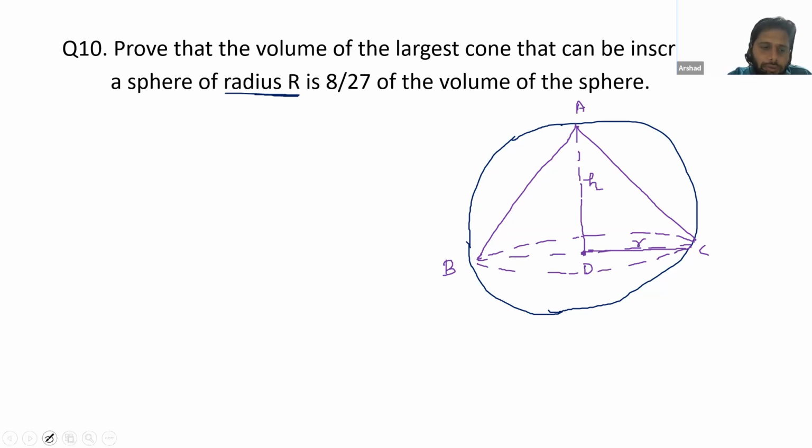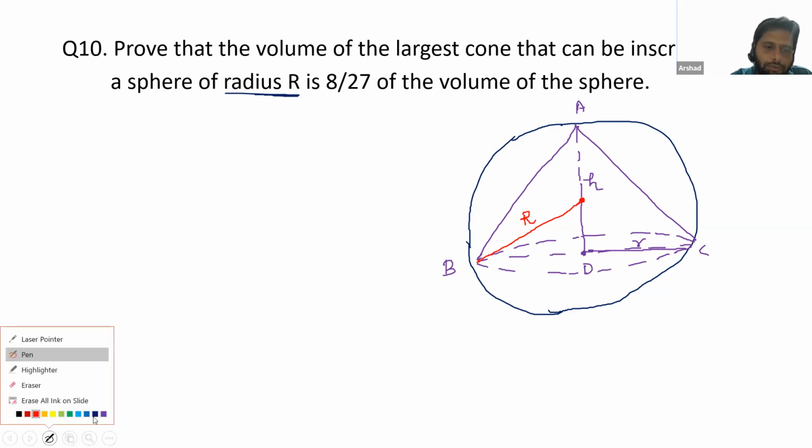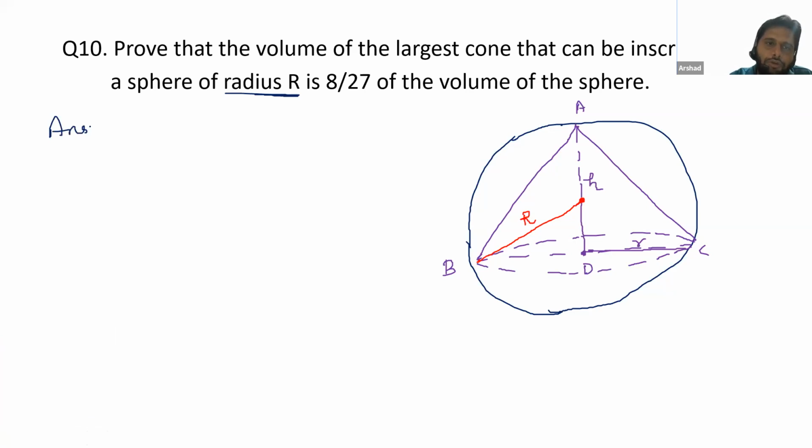So what we will do, we will mark the radius. Suppose this is your center, and this is the radius of the sphere, that is R. This is a constant. Now we will check what condition we have here. Then who can tell me? Huzaifa, what is the volume of a sphere?